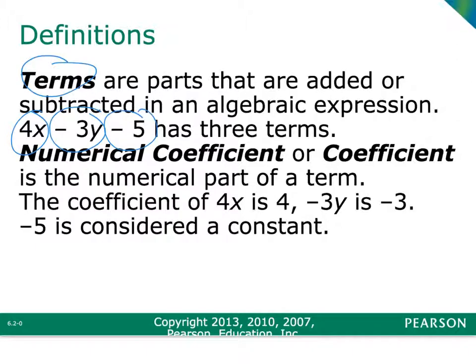A numerical coefficient, more commonly just called coefficient, is the number part of the term. So if you look at the term 4x, the coefficient is the number in front of the letter, which would be the 4. If you look at the term negative 3y, the negative 3y would be the coefficient. And if you look at the term negative 5, since there is no variable, that's just considered constant.